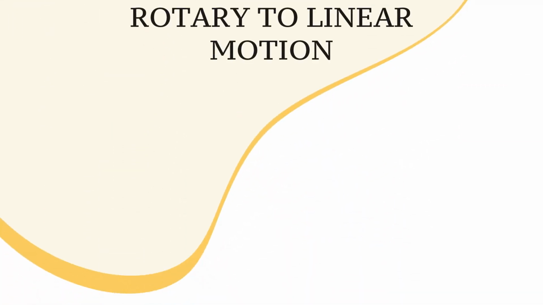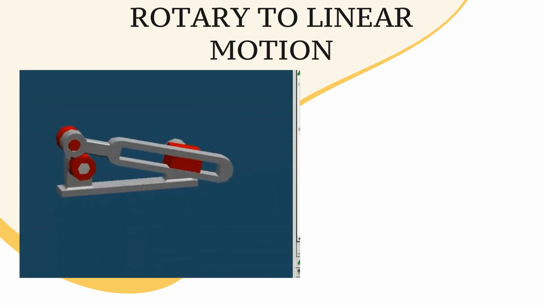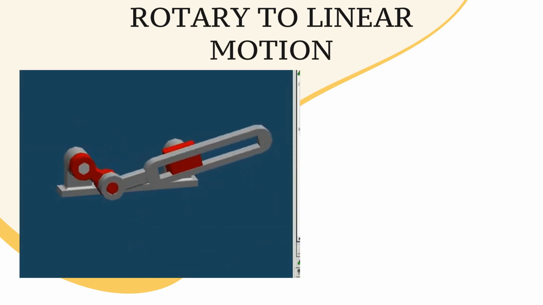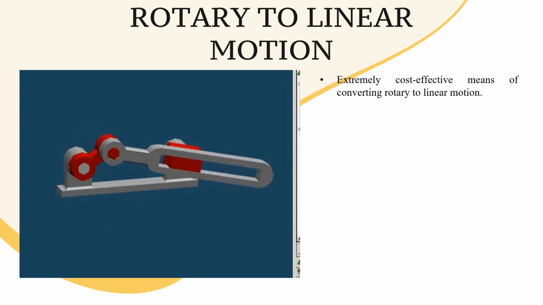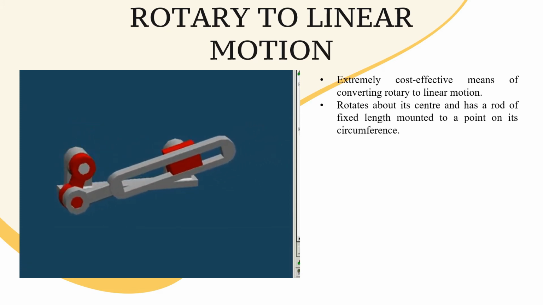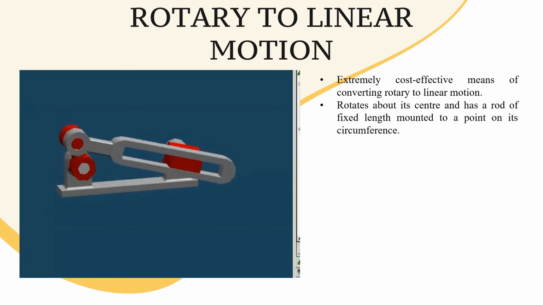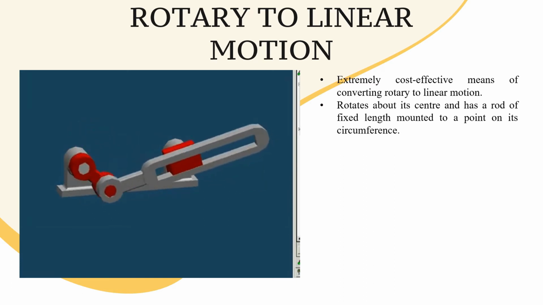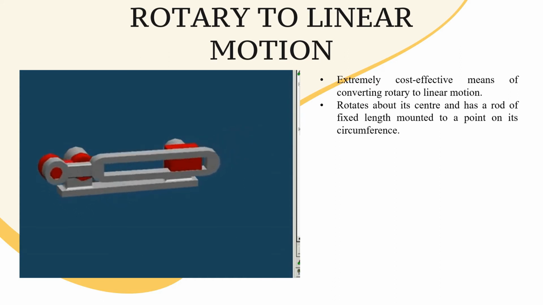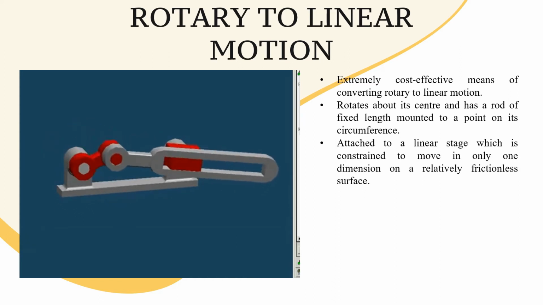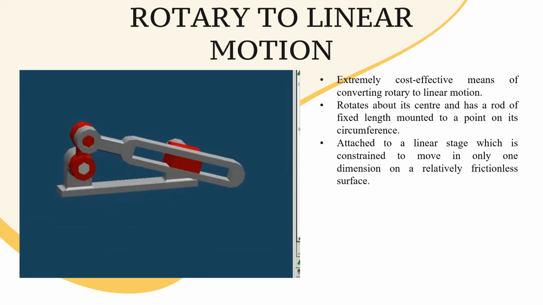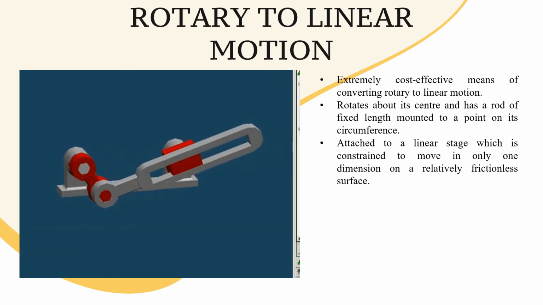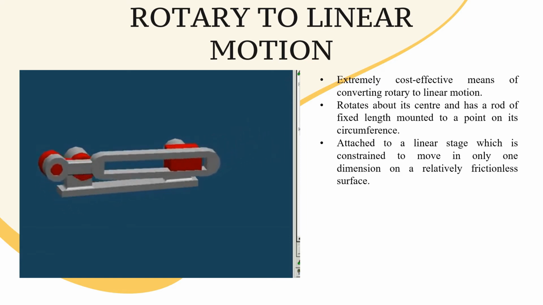This is the process of rotary to linear motion. It is a slider crank mechanism. It is an extremely cost-effective means of converting rotary to linear motion. The crank portion is the wheel that rotates about its center and has a rod of fixed length mounted to a point on its circumference. The other end of the connecting rod is attached to a linear stage which is constrained to move in only one dimension on a relatively frictionless surface.